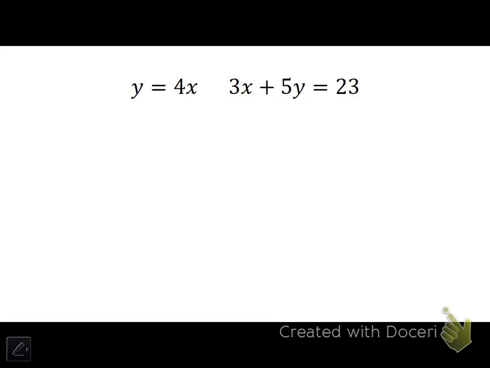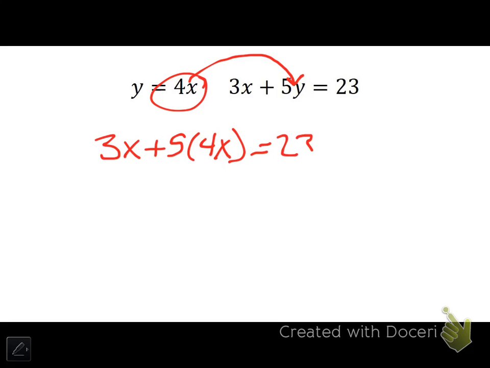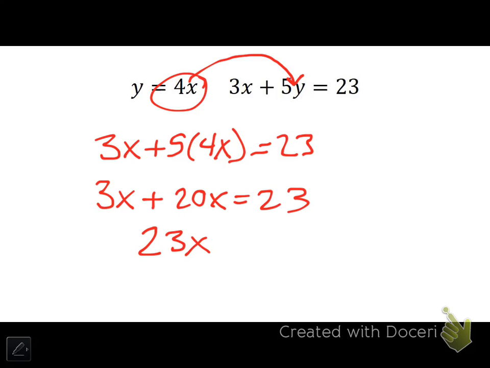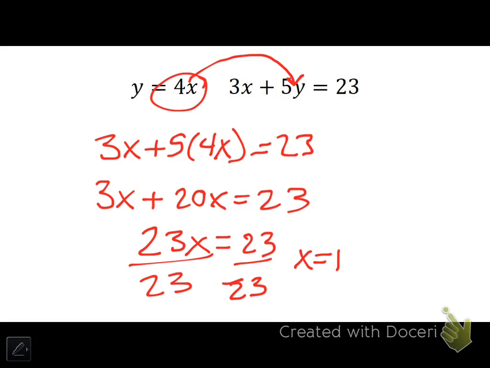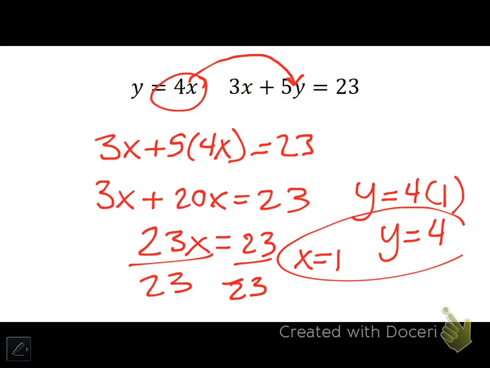Okay, y equals 4x. Since y is the same thing as 4x, let's go ahead and plop it in for y. Okay, 3x plus 5 times 4x is 20x. 3x plus 20x is 23x. Divide both sides by 23. So then x is 1. Let's plug it back in. I'm going to plug it into the equation on the left. 4 times 1 is 4. So there's my answer.